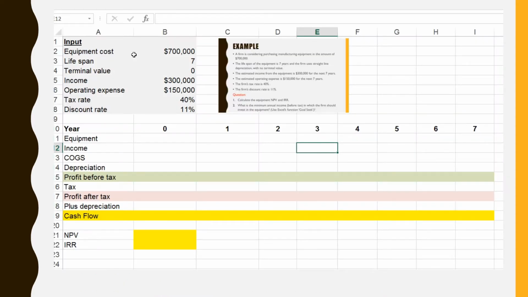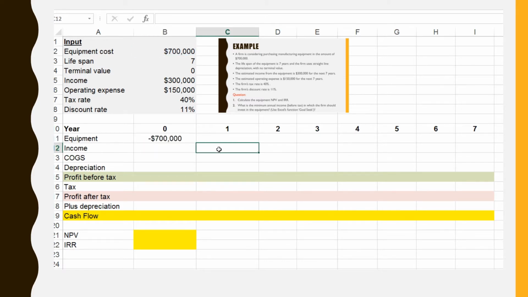As you can see from the spreadsheet, I have typed the input from the question here in the gray cells. It is always a good habit to separate the input and the output. Here is my output. Alright, I'm going to start with the calculation. Equipment cost is 700,000. It is a cash outflow, therefore I will type equal negative, point the input here, enter.